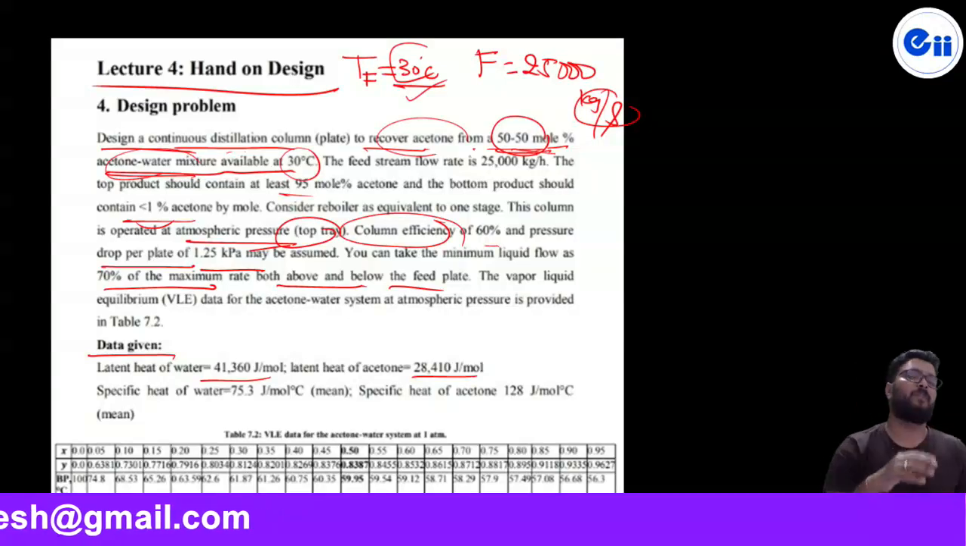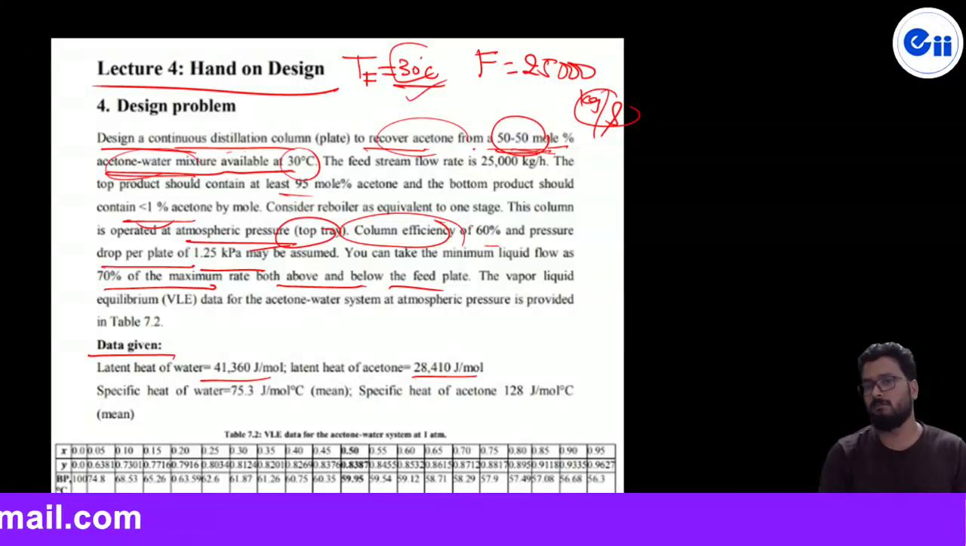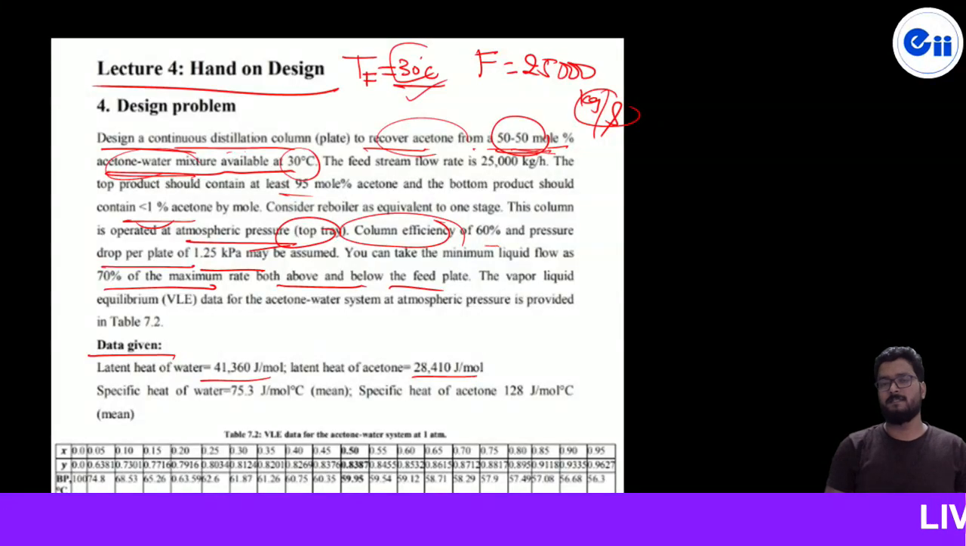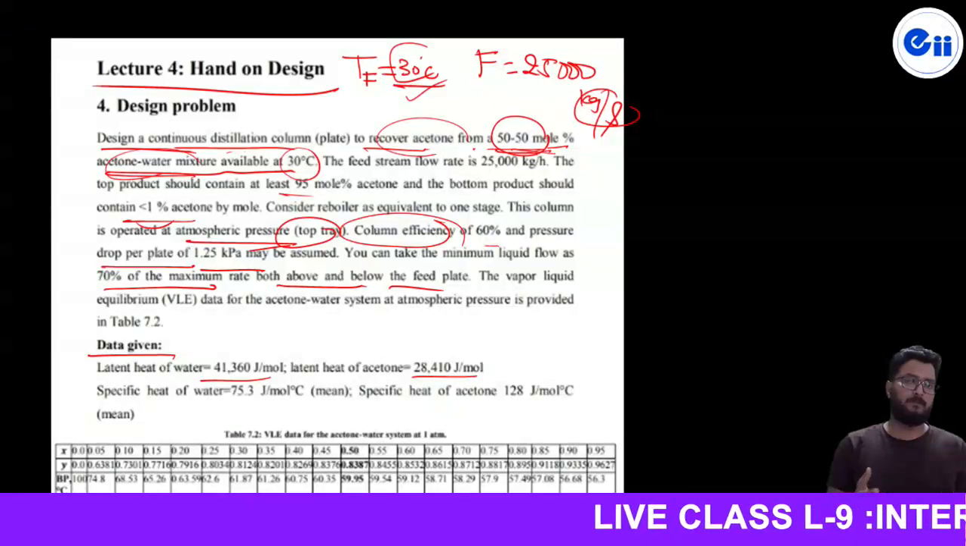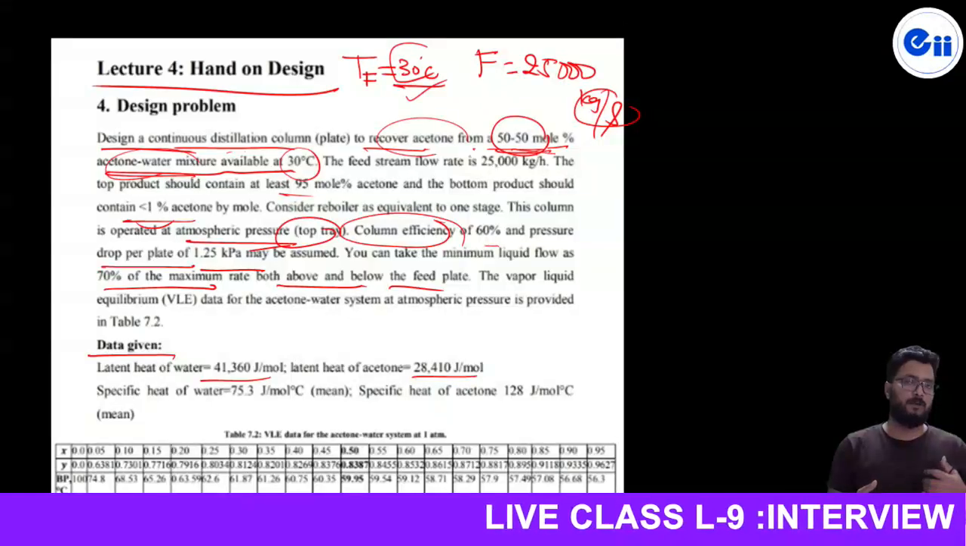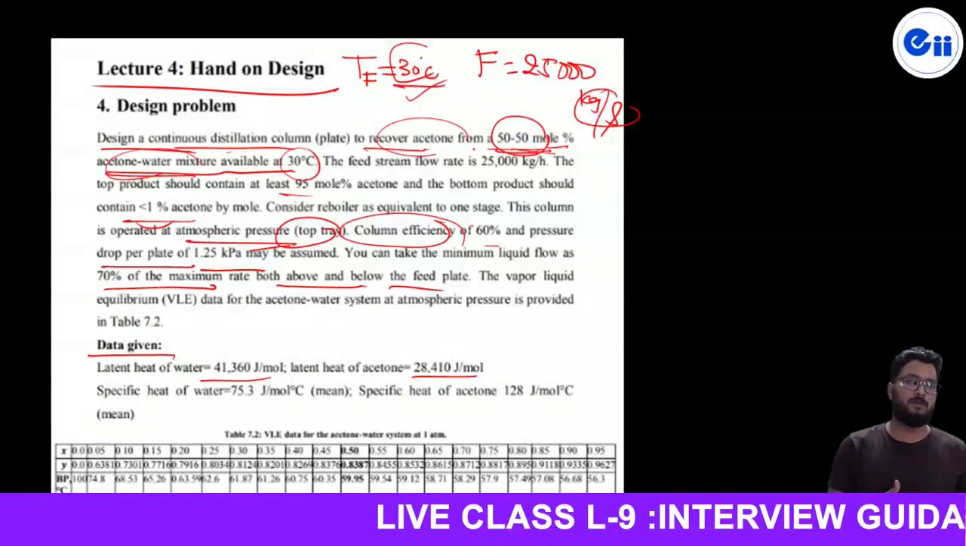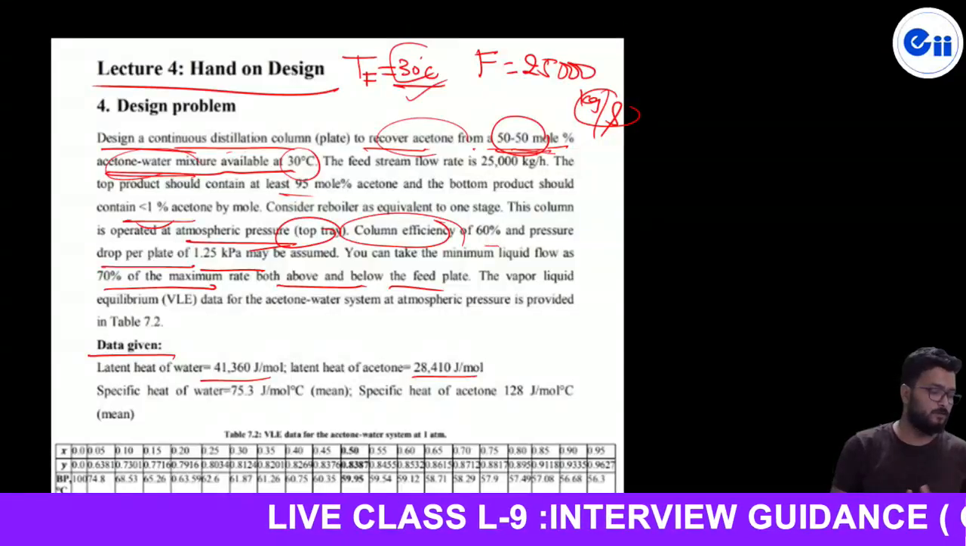because if you want to find the latent heat of the mixture, then obviously we have to multiply. The mixture is of two components, water and acetone. To find the latent heat of the mixture, we should multiply the corresponding latent heat by the corresponding mole fraction, and then add them. That we should know very well.